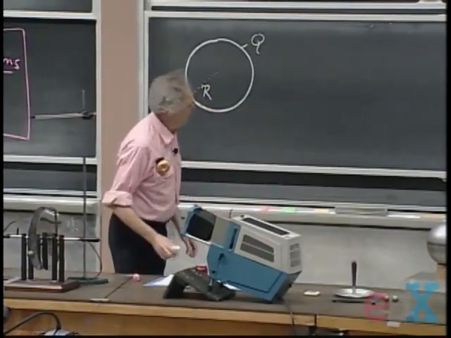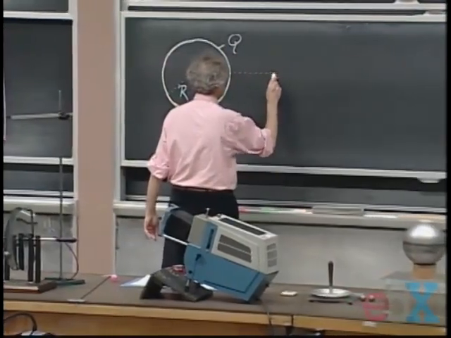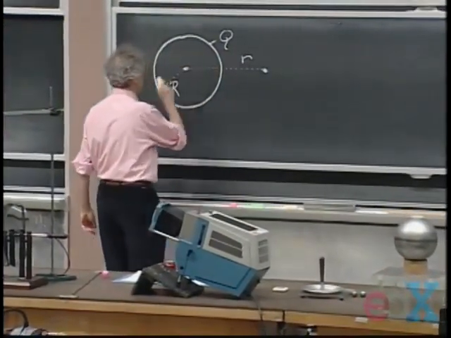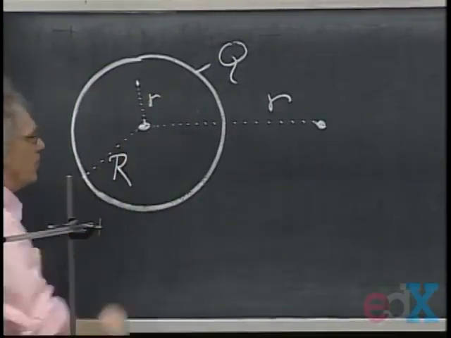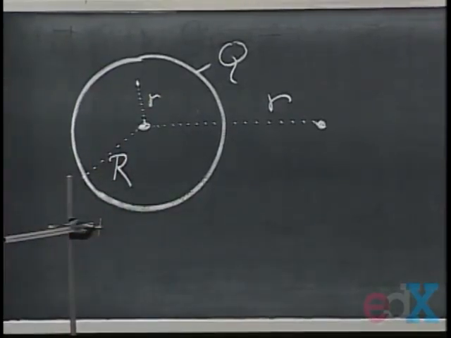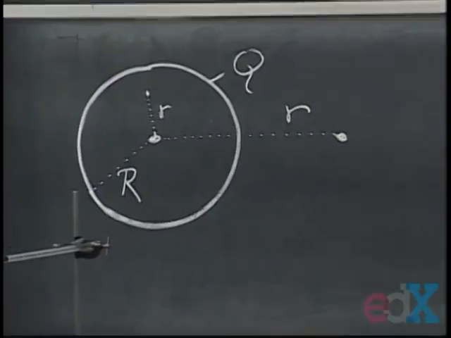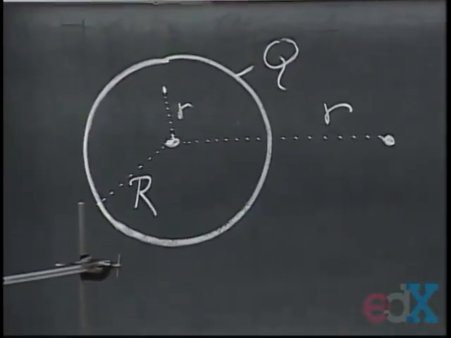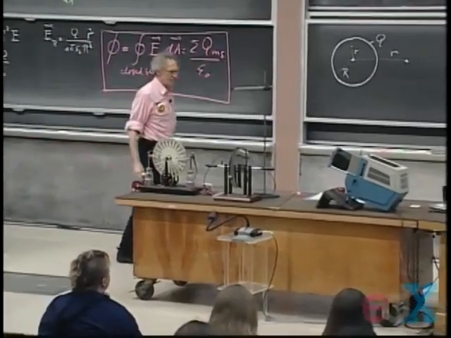And I would like to know now, what is the electric field here, at a distance r from the center, and what is the electric field here, at a distance r from the center. In other words, I want to know what is the electric field everywhere in space, just due to this uniformly charged sphere. And with Gauss's law, it just goes like that.